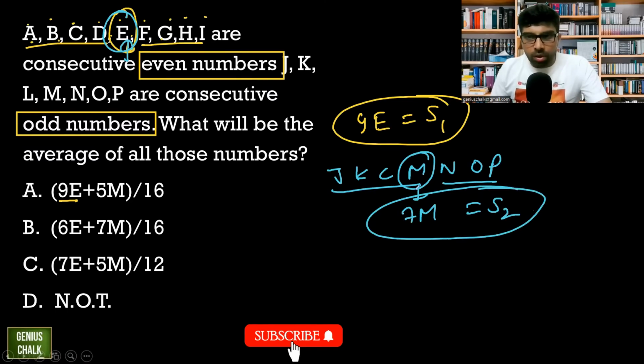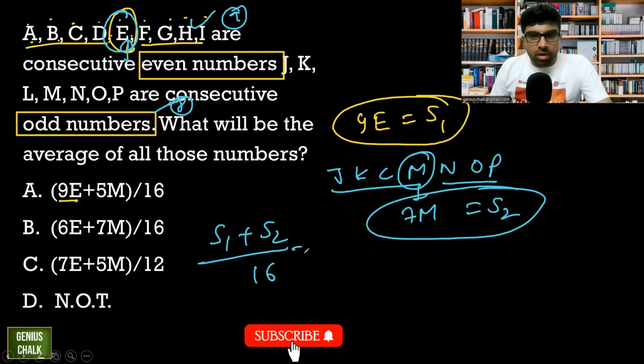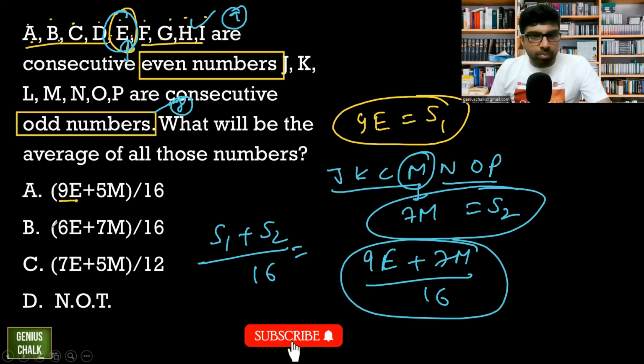So it is 7M. So what is the overall average? Overall sum by total numbers. So 9 are here and 7 are here. So 9 plus 7, 16. So just add, what is S1? 9E. What is S2? 7M by 16. So what is my answer? My answer has to be 9E.